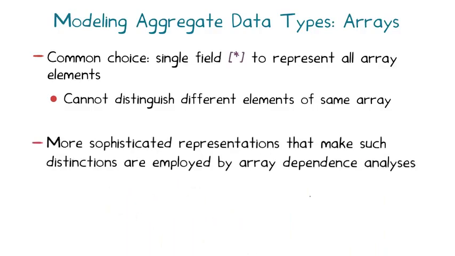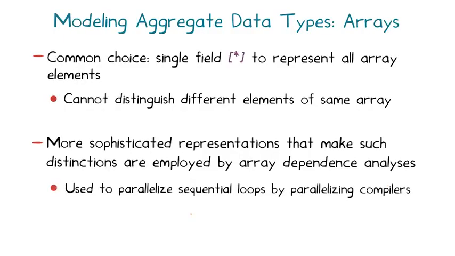More sophisticated representations make distinctions between different elements of an array. Such representations are employed in so-called array dependence analyses, whose primary goal is to determine whether two integer expressions refer to the same element of an array, much like the primary goal of pointer analysis is to determine whether two pointer expressions alias. Array dependence analysis, in turn, is used in parallelizing compilers to convert sequential loops into parallel loops.